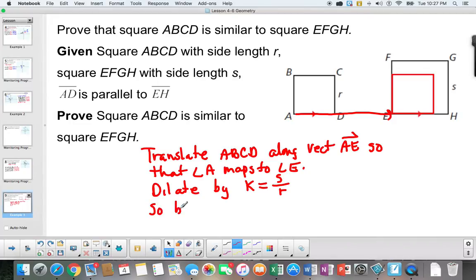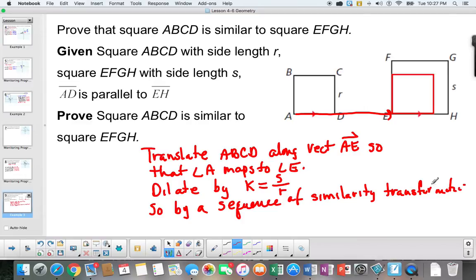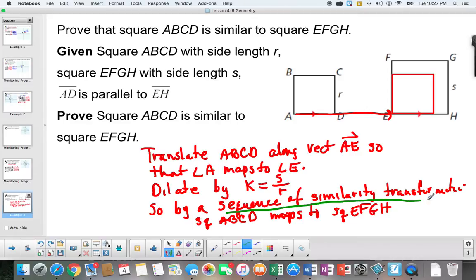So by a sequence of similarity transformations, square ABCD maps to square EFGH. And when that happens, when you get this sequence of similarity transformations, then you know you have similar figures.